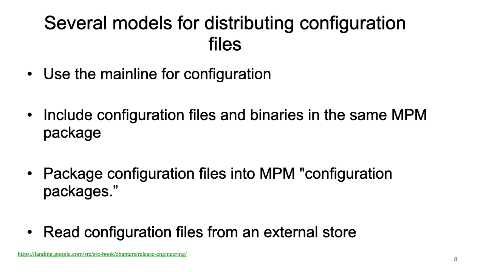There are several models that Google follows for distributing configuration files. One is to use the main line for configuration, which is the first method they developed, used to configure services in Borg, and then include configuration files and binaries in the same npm package. So for projects with a few configuration files or projects where the files change with each release cycle, the configuration files can be included in the npm package with the binaries.